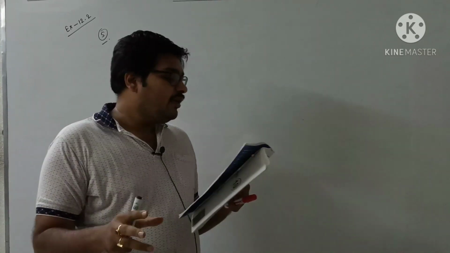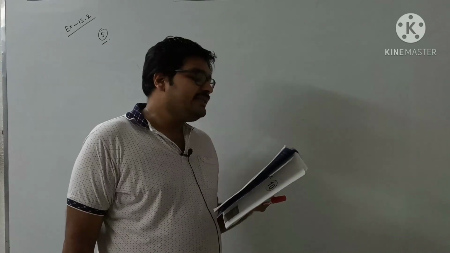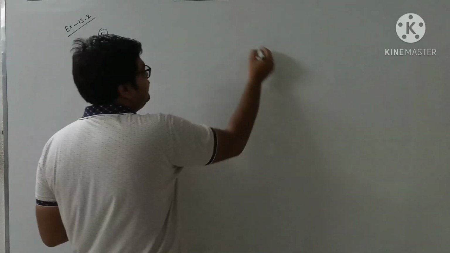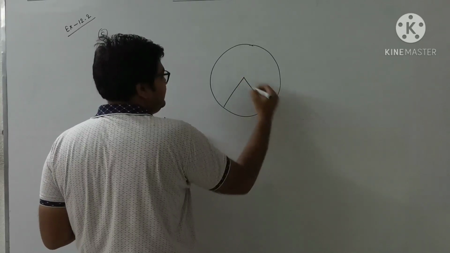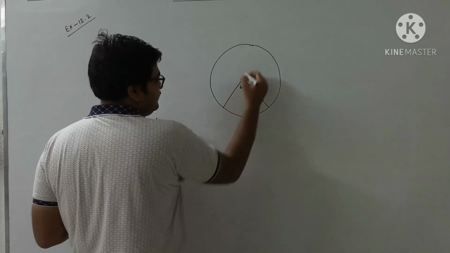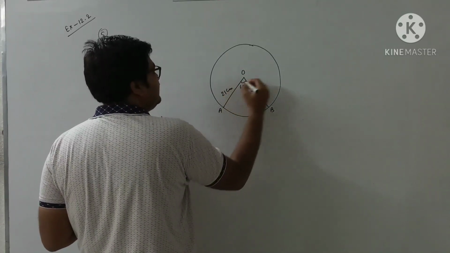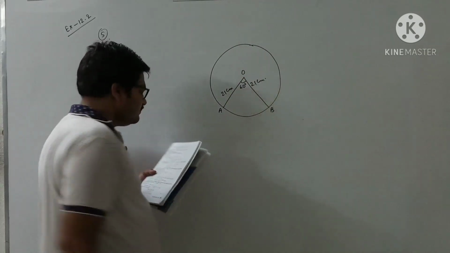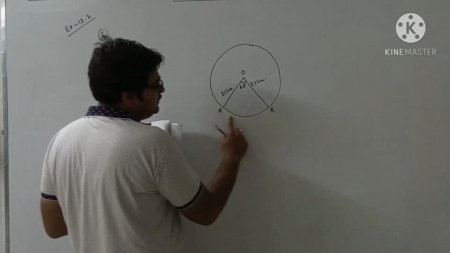In a circle of radius 21 cm, an arc subtends an angle 60 degree at the center. This arc. And the radius given is 21 cm. Find the length of the arc. This one I have to find out.